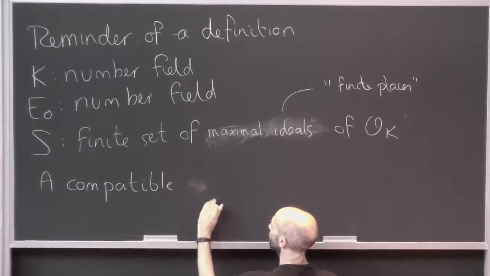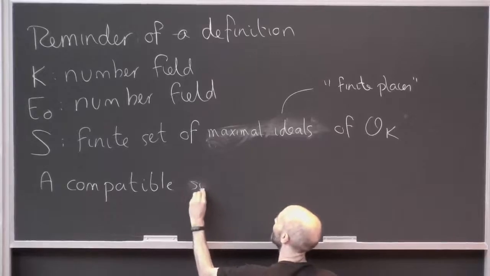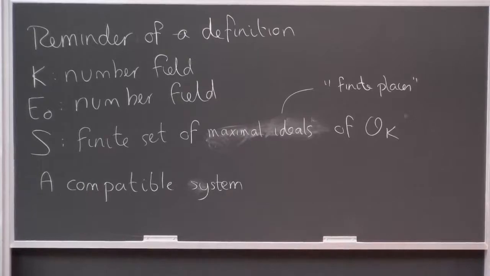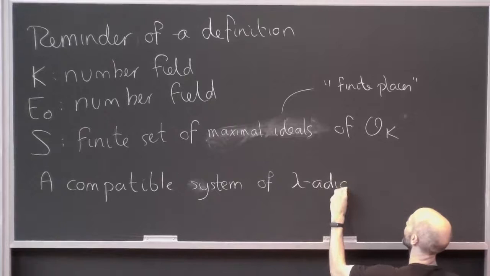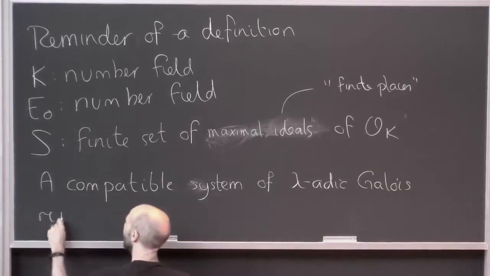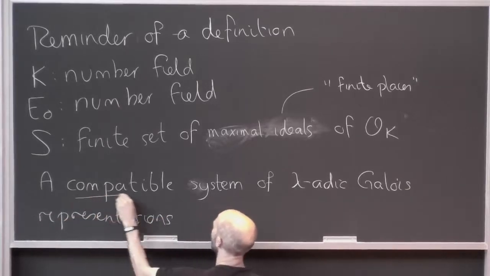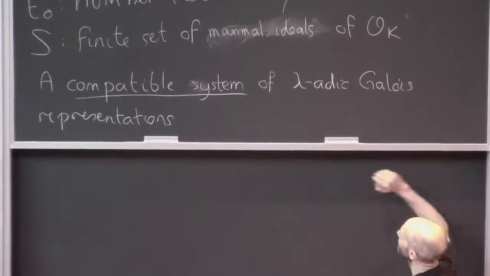Sequence, what's the word? There's a word that begins with S, series? System, that's it. It's a great word, because it doesn't really mean anything. Like a sequence, they all have meaning. System, I don't know what's a system. A compatible system just means a bunch of stuff. A compatible system of lambda-adic Galois representations. There. It's just such an incomprehensible definition because it's such a huge amount of data that you just can't really imagine where it would ever come from.